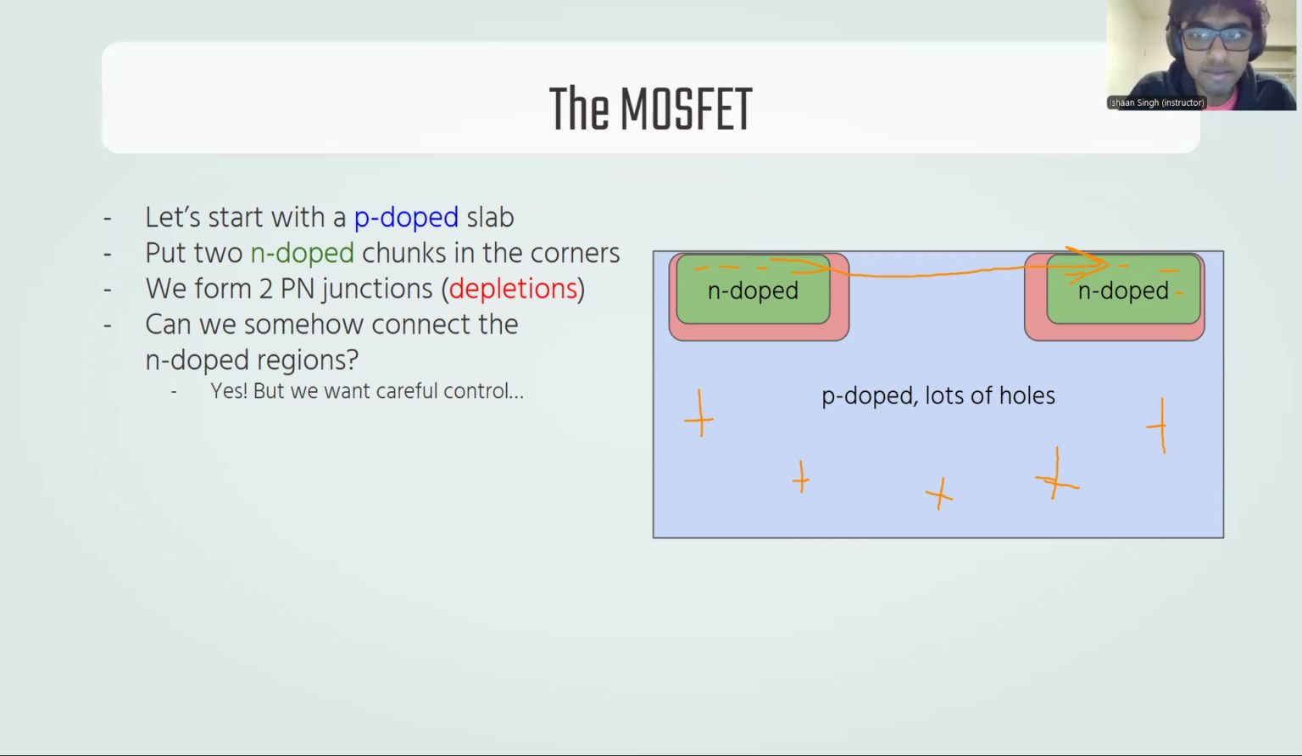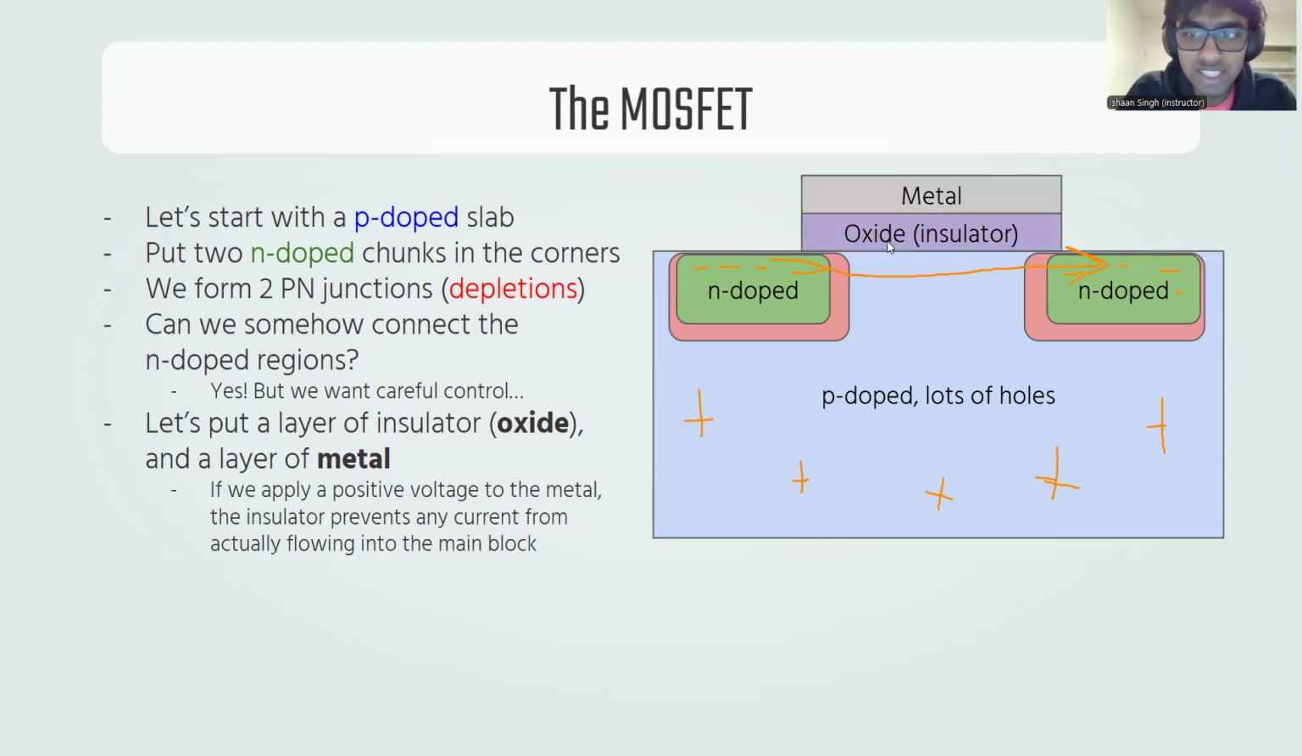To do that, we put a layer of oxide and a layer of metal. We can now apply a voltage to this metal. The oxide makes it so that whatever voltage I put on will not lead to any current. It's an insulator, so no current can flow through that oxide layer. However, when I apply a voltage to the metal, it still has an effect. It has a field effect.